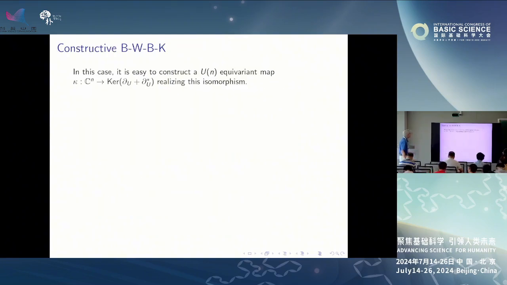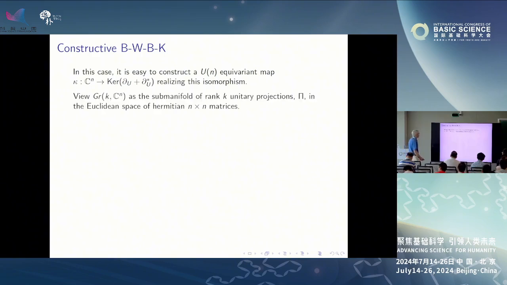And in this case, it's really easy to construct the UN equivariant map that identifies Cn with the kernel of that Dirac operator. So let me go through that. We can view the Grassmannian of K-planes in Cn as just the submanifold of rank K unitary projections in the Euclidean space of all Hermitian n by n matrices. That makes it easy for a Riemannian geometer to understand.